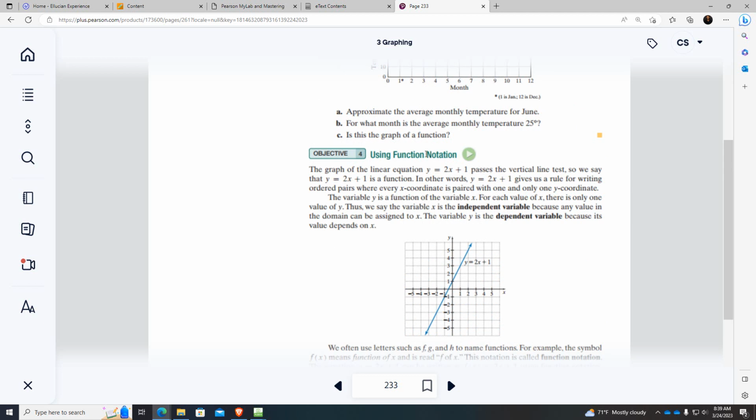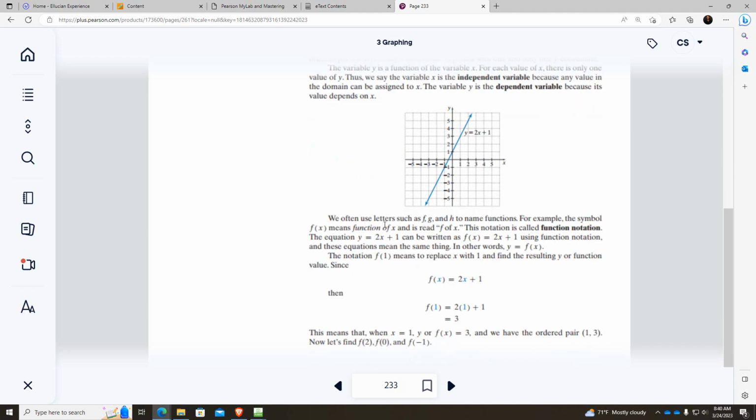So using function notation, we have been used to seeing y equals as an equation. Well, now we're going to call it a function. And instead of using y, you're going to replace y with a different notation. It's going to be f of x. Okay, so same equation. They're just changing from y equals 2x plus 1. We're going to write f of x equals 2x plus 1. This f of x still stands for y. Okay, and this is called function notation.